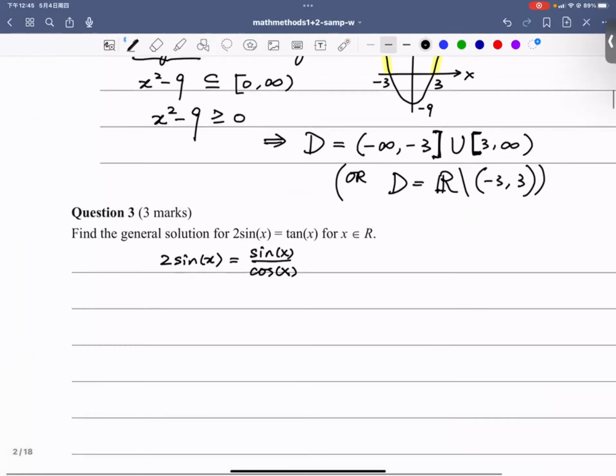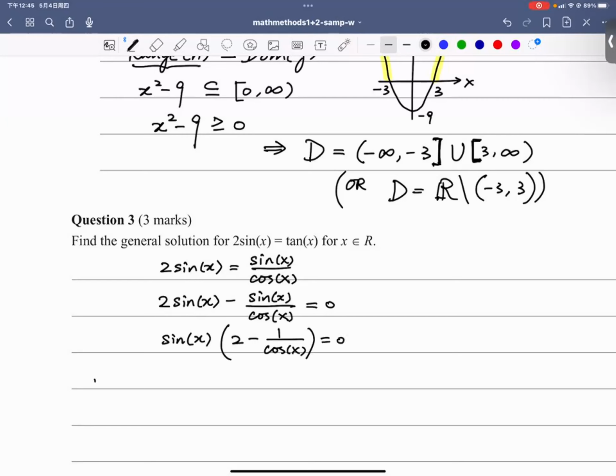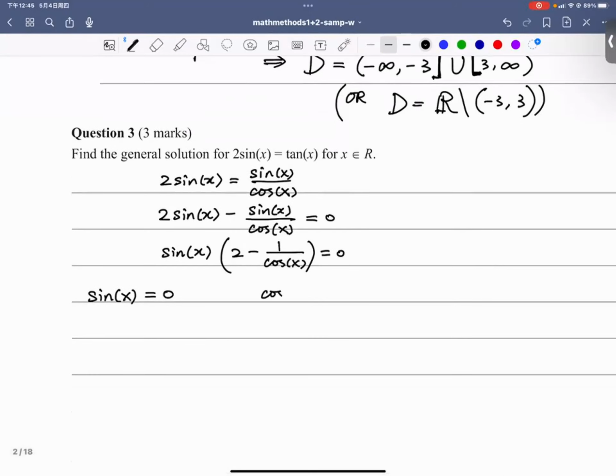So what I'm trying to do is I will rearrange first. Use your left-hand side to subtract your right-hand side, and it equals 0. Then you take out a common factor, sine x, and you should get 2 minus 1 over cosine x equals 0, which means the first possible solution using our factor law is sine x equals 0. And then 1 over cosine equals 2. That means cosine equals half.